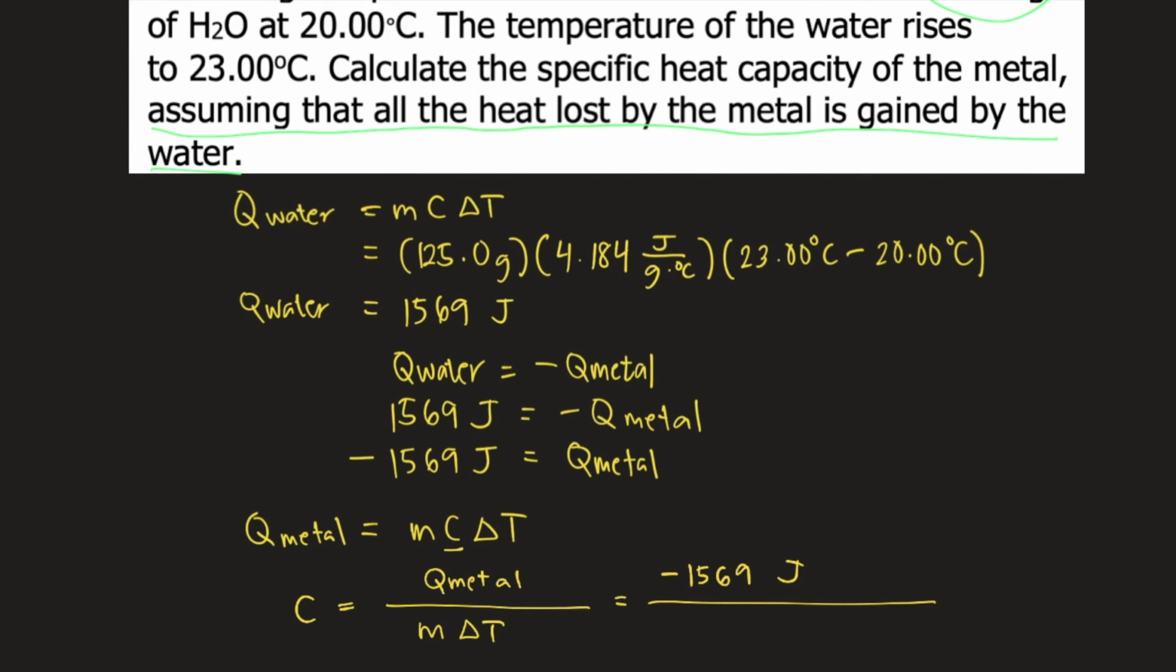M is the mass of metal, that is 100.0 grams. So that is the mass of metal. Delta T is the change in temperature. So final temperature minus initial temperature of the metal. So final temperature is 23.00 degrees Celsius minus the initial temperature of the metal is 50.00 degrees Celsius.